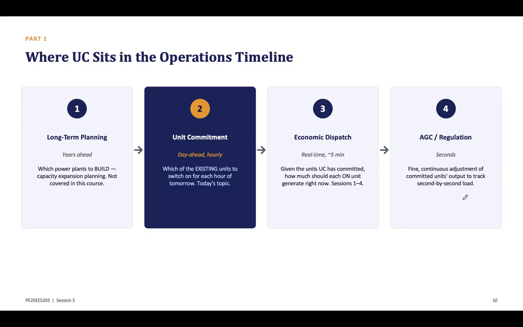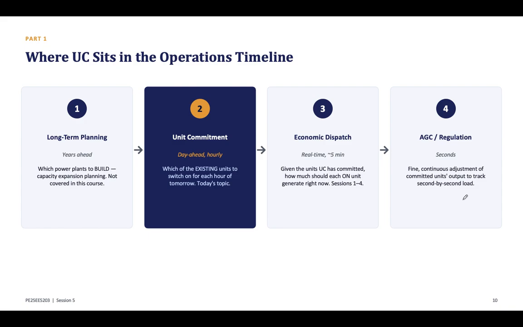Long-term planning asks what capacity should be built years in advance. That is a capacity expansion problem. Unit commitment assumes the fleet already exists and decides which of those units should be available over the coming operational horizon. After commitment comes economic dispatch. The committed units are given output set points that satisfy the present load economically. At a still faster time scale, automatic generation control and regulation continuously adjust the output of selected online units to maintain the frequency and interchange schedules.